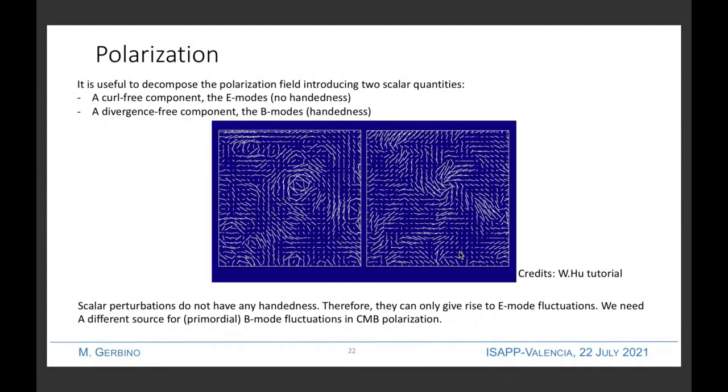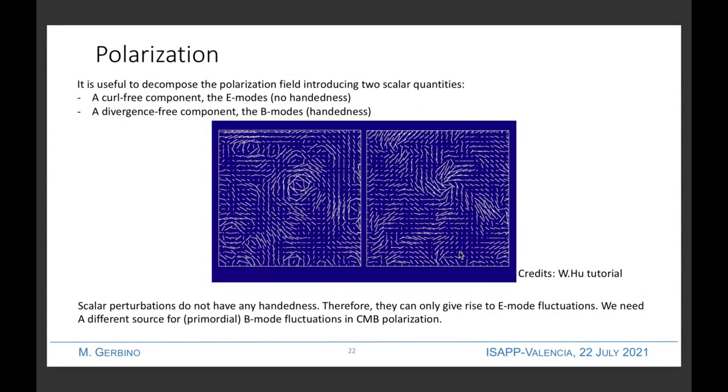This different property in terms of handedness is very important because scalar perturbations do not have handedness. So they can only be a source of the E-mode-like polarization. In order to have B-mode polarization, we need to have a different source for this kind of polarization, which is not related to the scalar modes.